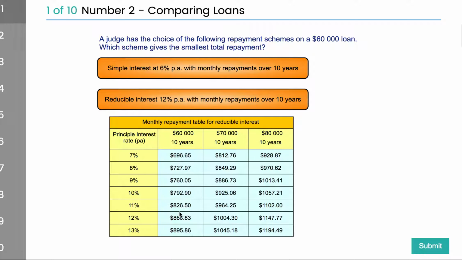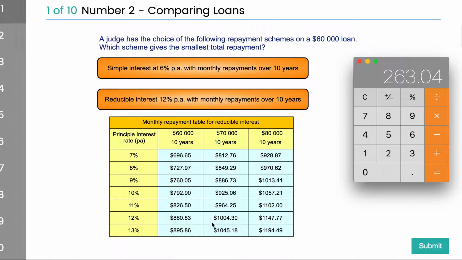So it's this amount here, $860.83 every month, and then doing that for 10 years. So let's work out that one first. It's 860.83 times 12 months, times 10 years equals that amount. So we need to just remember that amount, so you might want to jot that down. 103,299, or 103,300. So 103,300. Okay, we'll just try and remember that.